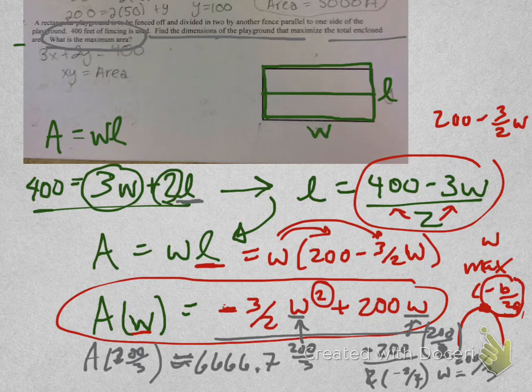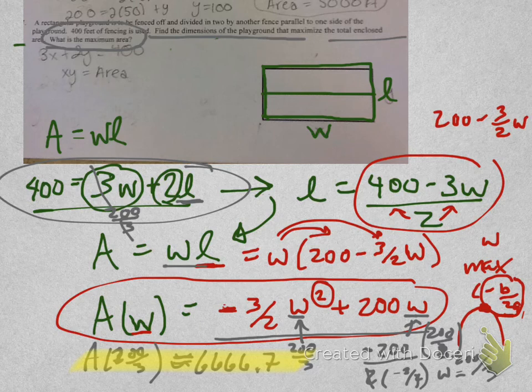Wait, can't we use W? We found W, which is 200 thirds. Why don't we just plug 200 thirds into the original top equation? Hey, look, we can do that. The 3's will cancel. Or can I just do it on my calculator?